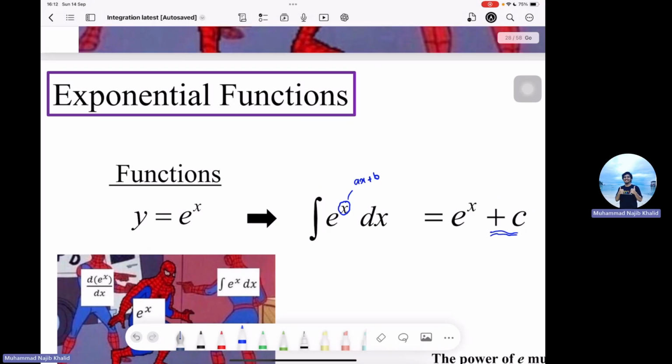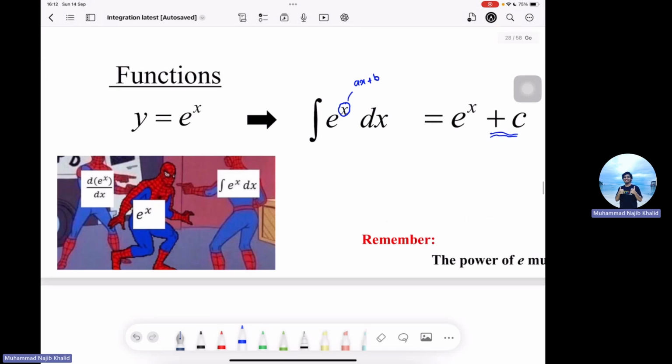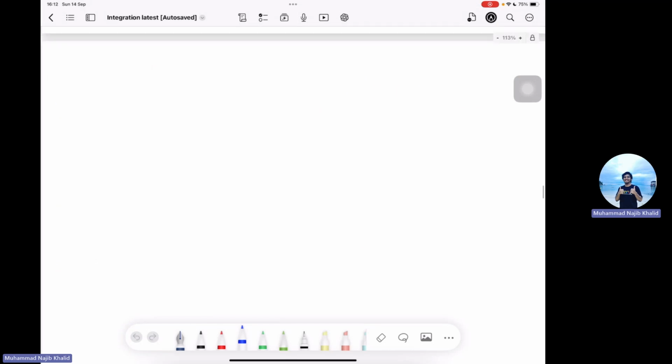Now we want to apply the same method of substitution to the e function. Example here: let's say we have the integral of 2e^(3x minus 1) dx.